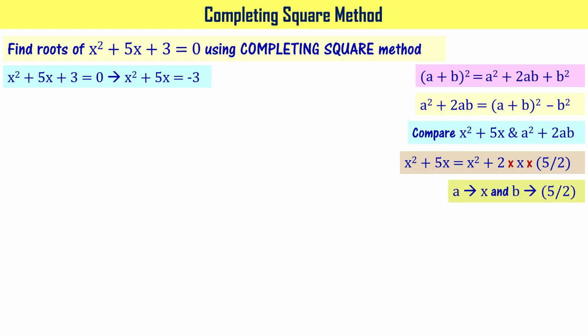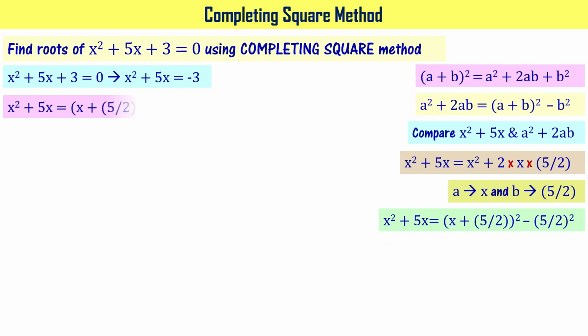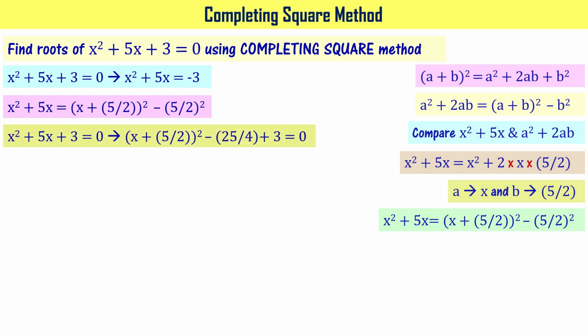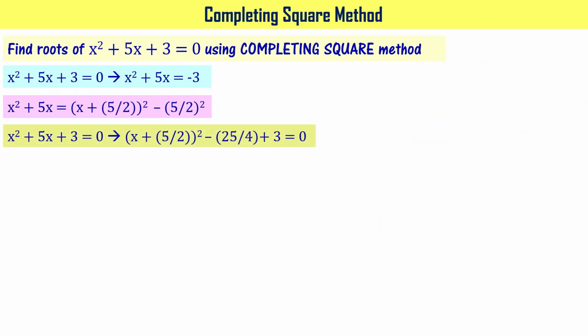It means x square plus 5x can be written as (x plus 5 by 2) whole square minus (5 by 2) whole square, right? Let's take a note of this and substitute into the original equation, that is x square plus 5x plus 3 equal to 0. When you do that, you get (x plus 5 by 2) whole square minus (5 by 2) whole square, which is 25 by 4 now, plus 3 equal to 0, right? You simplify it such that it can be written as (x plus 5 by 2) whole square equal to 13 by 4.